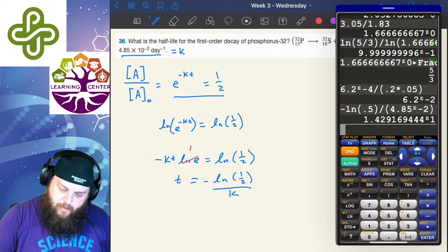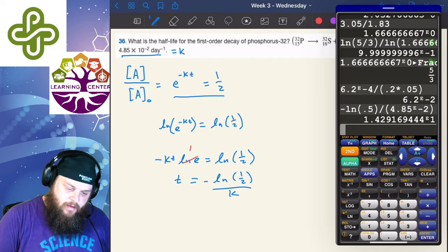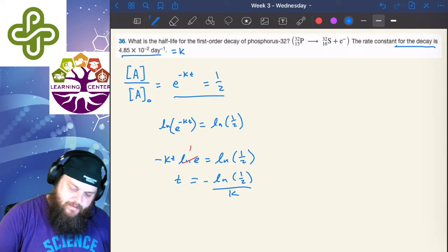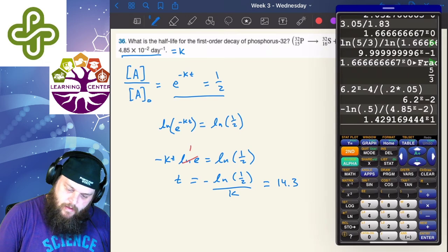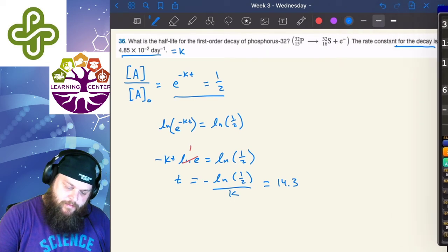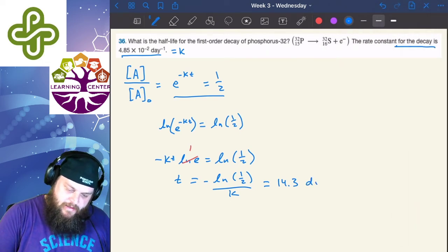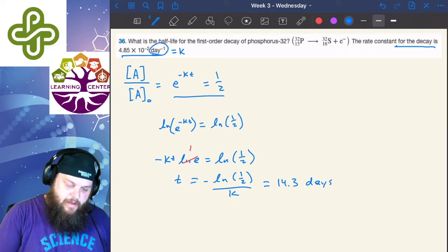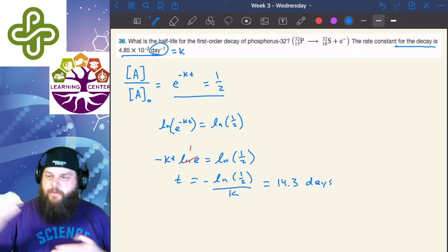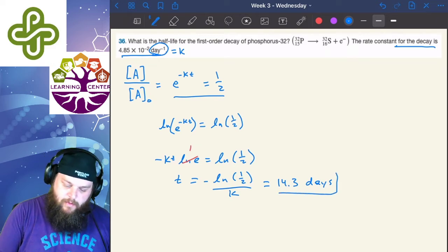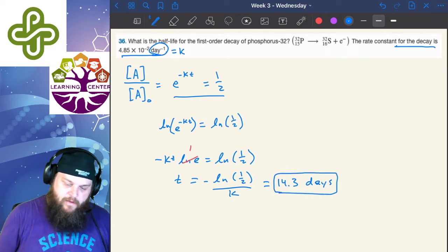And there we go. That's going to be 14.3. We're in 3 sig figs. So that's equal to 14.3, and I put the negative in. And the units for that is days, because this was in a per day unit, so that's going to flip up to the top. You have 14.3 days. That's the half-life of this.